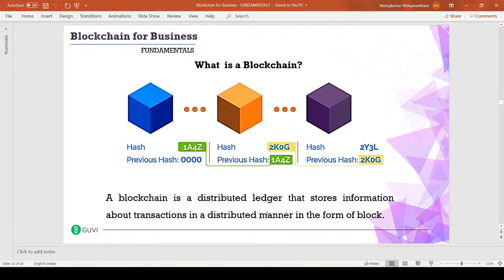So if any attempt is made to change the information in the second block, the hash will change, which means the link with the next block will get disconnected, and this will trigger an alert to the person who is actually managing the blockchain.